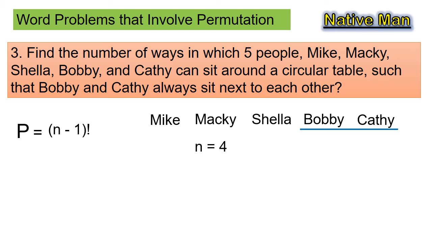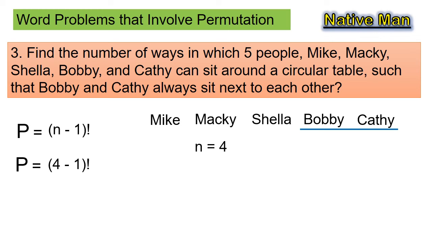Kaya ang gagawin po natin dyan, ang n po natin magiging 4. Bakit po? Mike, Maki, and Sheila, 3. Then, isang count na lang po si Bobby at si Cathy, kasi hindi po sila pwedeng maghiwalay. Magkatabi po sila lagi. So, this becomes P is equal to 4 minus 1 factorial.